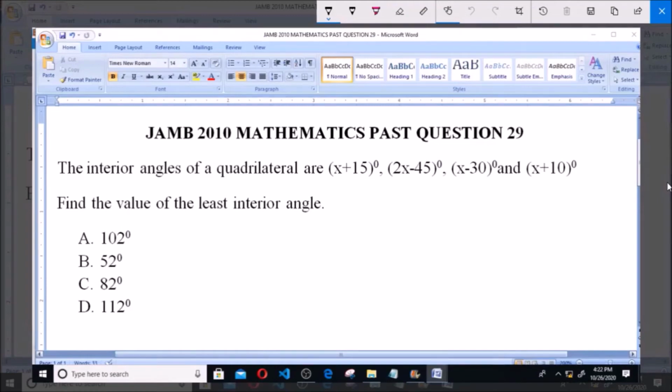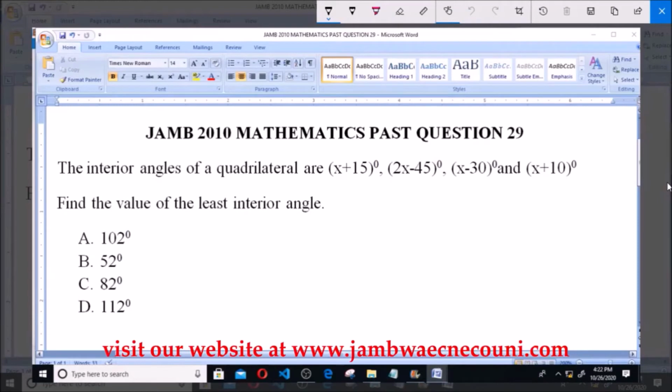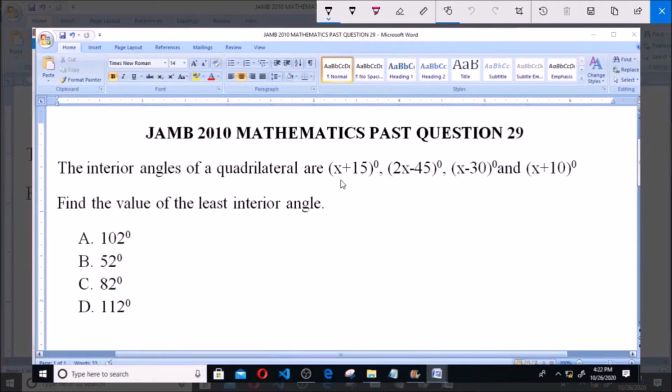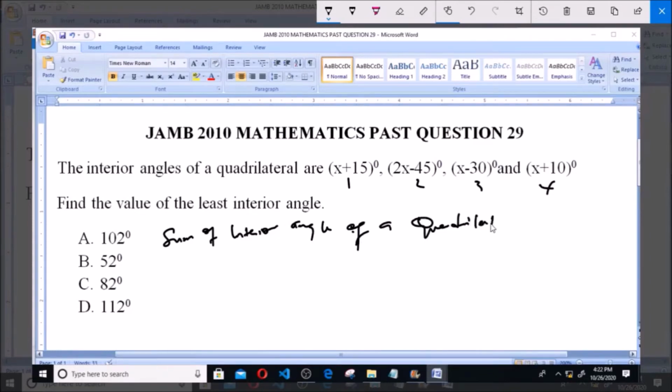Before we can find the value of the least interior angle, we have to find the value of x first of all. When we find the value of x, then we can find the value of the least interior angle. Now for us to do this, since these angles are 4, which is 1 2 3 4, that means this shape is a quadrilateral. The sum of interior angles of a quadrilateral, like a square, I'm not saying this is a square, I'm just giving an example, is equal to 360 degree.